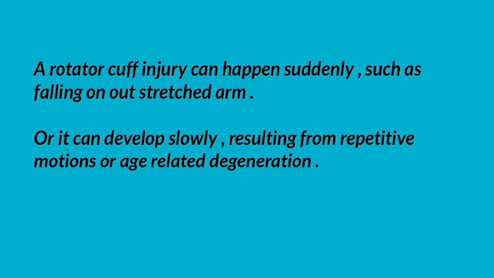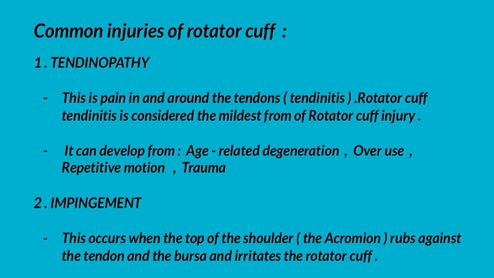A rotator cuff injury can happen suddenly, such as falling on an outstretched arm, or it can develop slowly, resulting from repetitive motions or age-related degeneration. Common injuries of rotator cuff. 1. Tendinopathy. This is pain in and around the tendons. It means tendinitis. Rotator cuff tendinitis is considered the mildest form of rotator cuff injury.